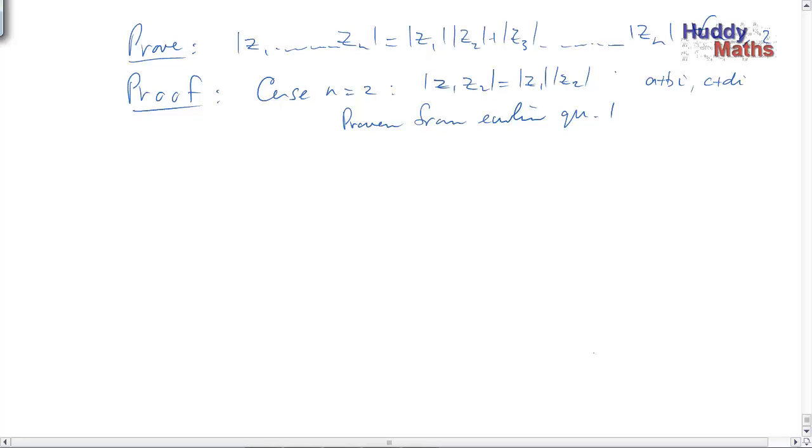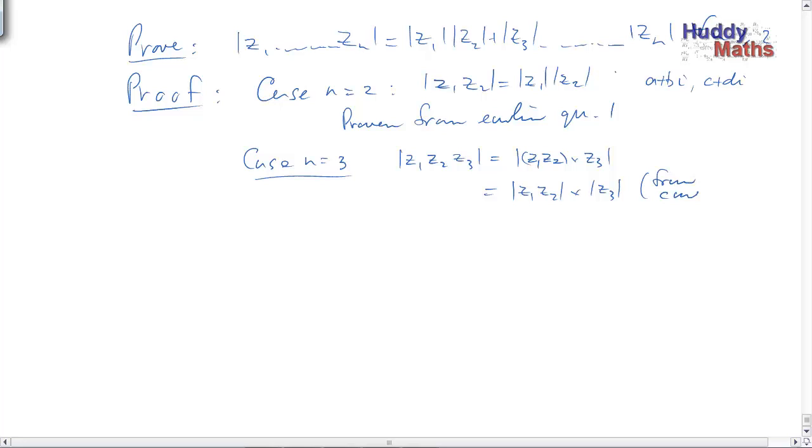So now we go case n equals 3. Case n equals 3, and that is, let's look at it, modulus of Z1, Z2, Z3 equals. Now, we've got to use the same inductive argument. That's one complex number times another. So that is modulus of Z1, Z2 by modulus of Z3 from case n equals 2.